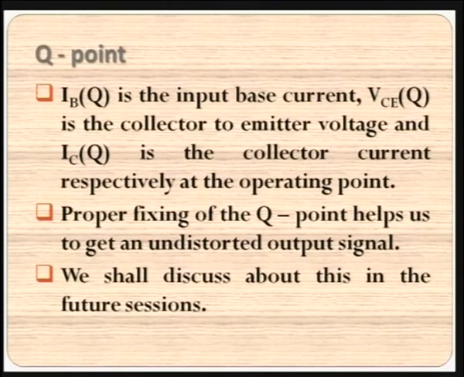What is the meaning of the undistorted signal? We will be able to learn about the operation of a transistor as an amplifier only when we give an input and take an output, especially a varying input, and the output will also be varying accordingly. When these variations are happening, it should happen with respect to a fixed point. That fixed point is only the Q point. So, it is very much essential for us to fix the Q point when we design a transistor amplifier in the CE configuration. So, that is what we have learnt now.